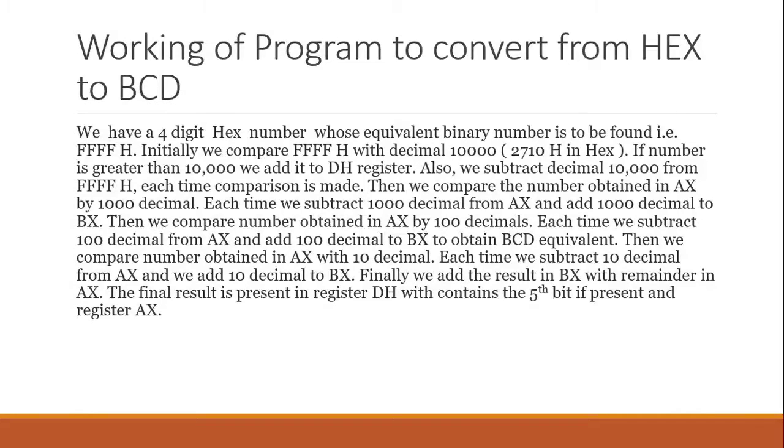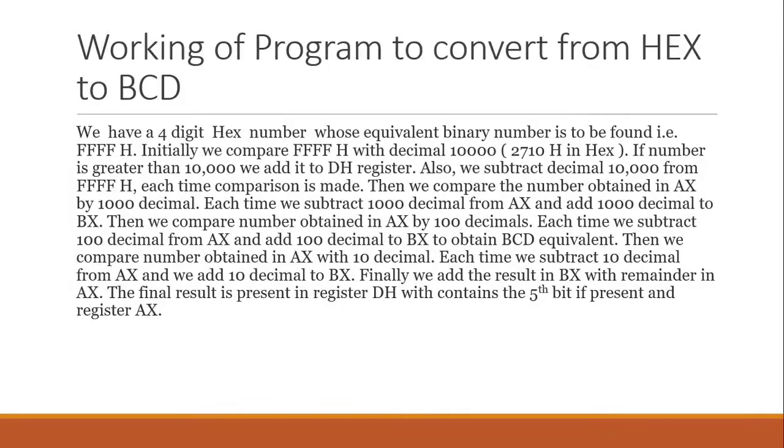This is the working of a program to convert from hex to BCD. We have a 4-digit hex number whose equivalent is to be found. FFFFH, generally we compare FFFFH with the decimal number 10000, which is 2710H in hex. If the number is greater than that, we increment the DH register. Also, we subtract the same decimal from the given FFFFH each time the comparison is made.